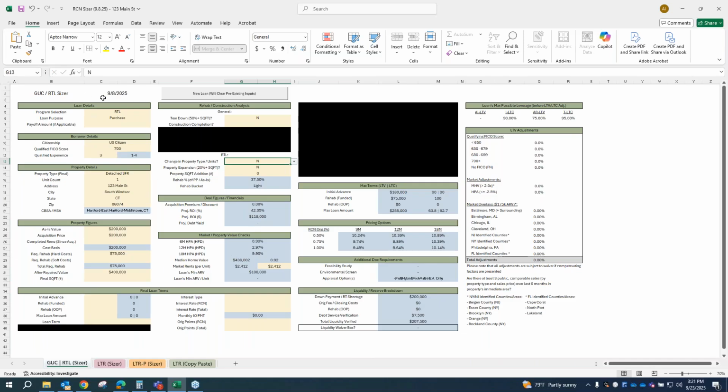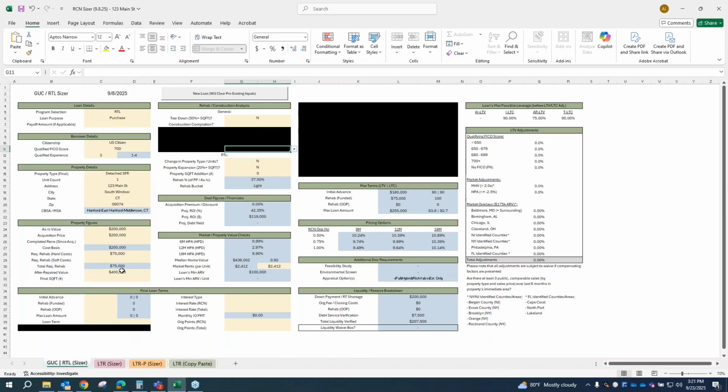What I want to, again, talk to is this number here, the FICO score. Again, it just comes in at 699. This is going to change us to 85% of purchase, 100% of rehab. It reduces your leverage. So be careful when someone tells you that their FICO score is 700, that will make a difference.